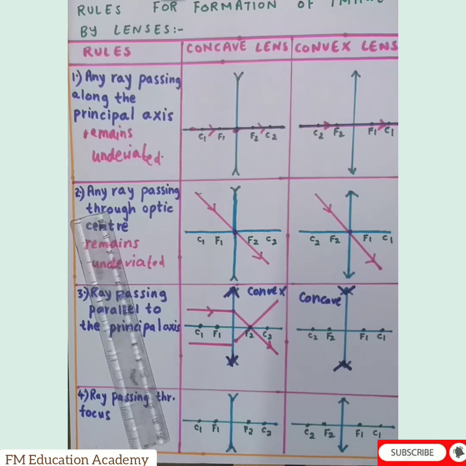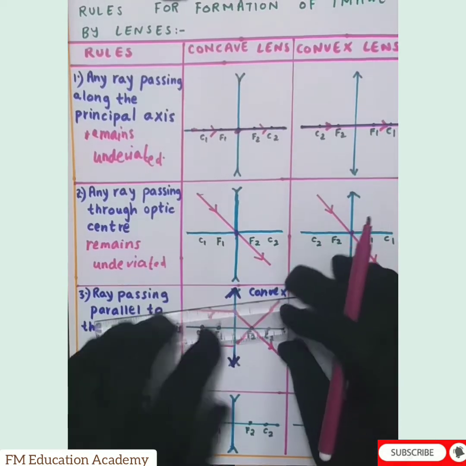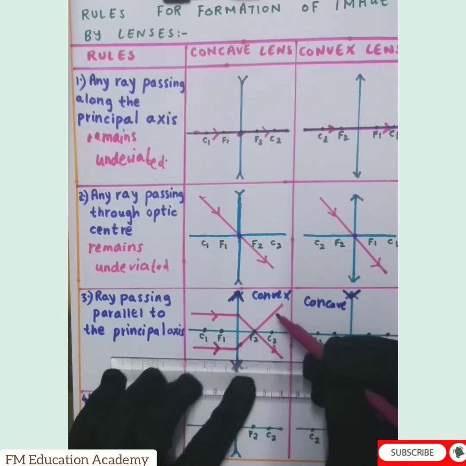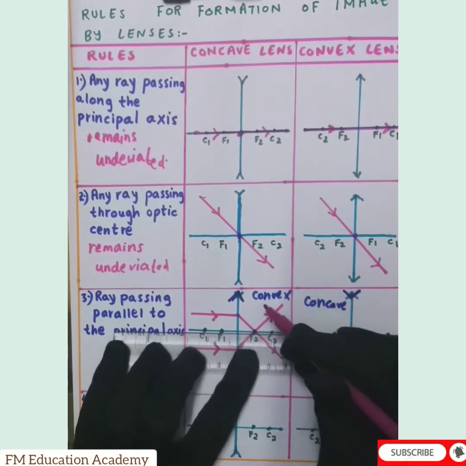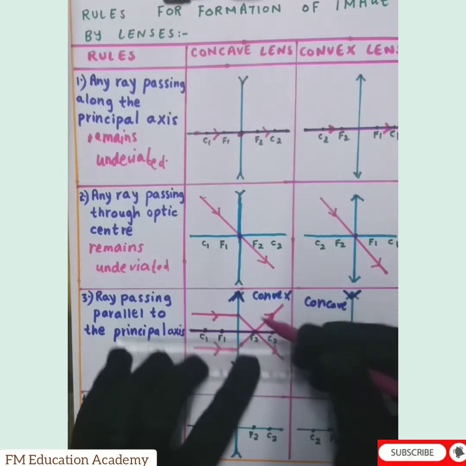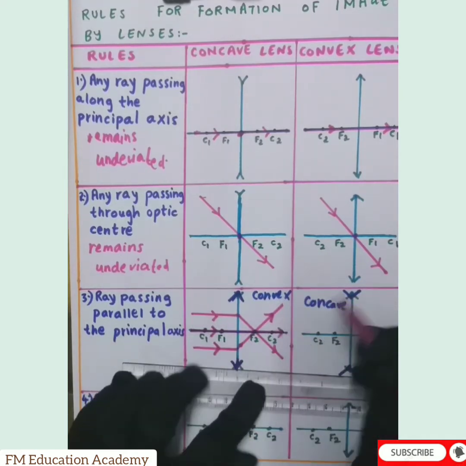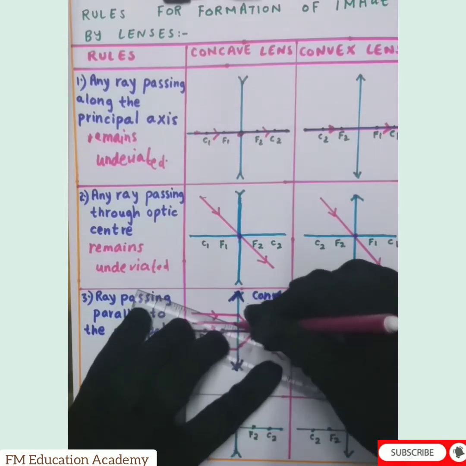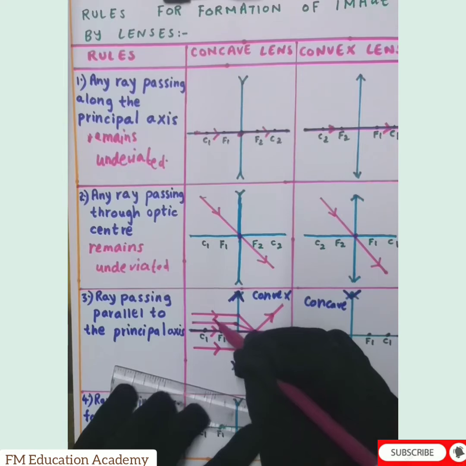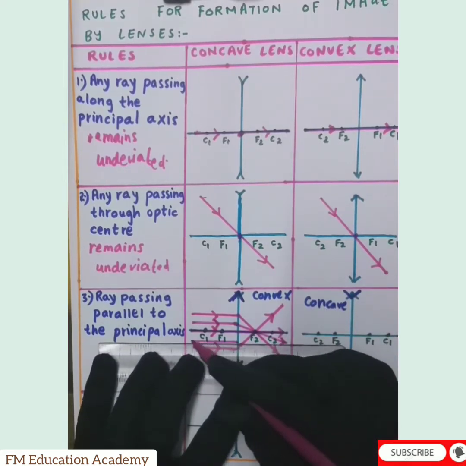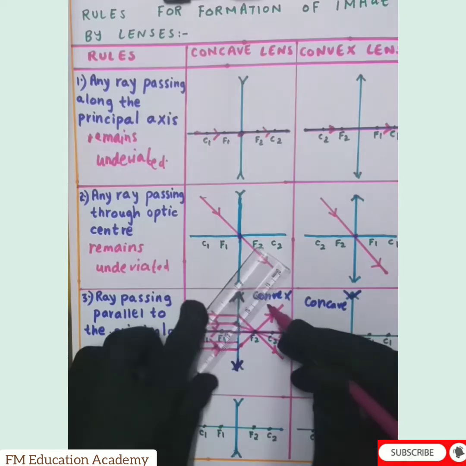So for a convex lens, whenever a ray is parallel to the principal axis, it passes through the focus. Similarly, a ray is coming, it will pass through the focus in this direction. Similarly, a ray is coming, it will pass through the focus.